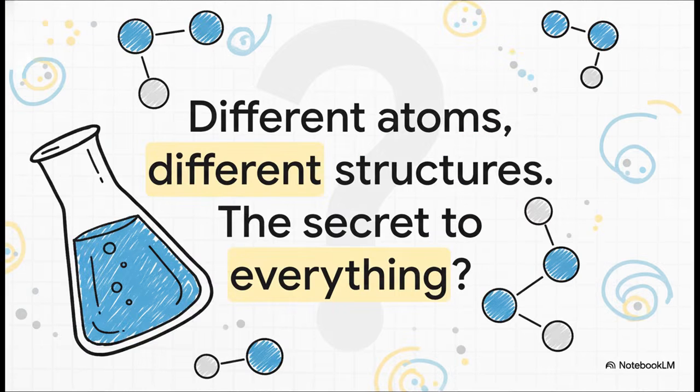So think about this. Water is just 2 hydrogens and 1 oxygen. So what happens when you use different atoms, or even the same atoms, but arranged in a different shape? Could it be that this simple act of arranging these tiny spheres is the secret to creating everything, from diamonds to DNA? That's really the magic of chemistry, isn't it? Something to think about.